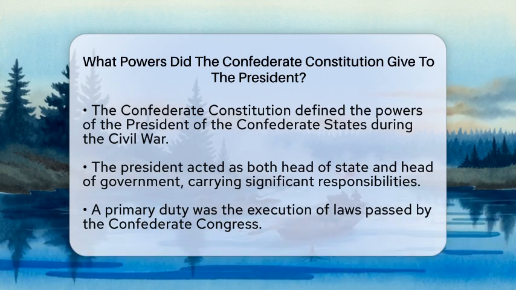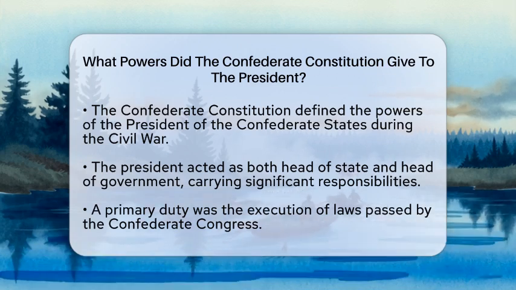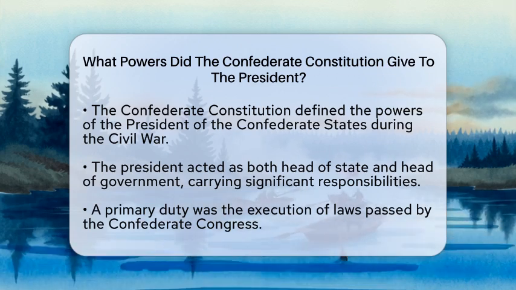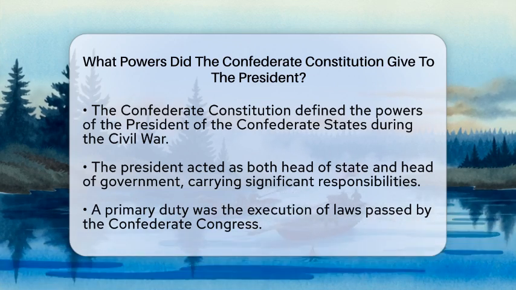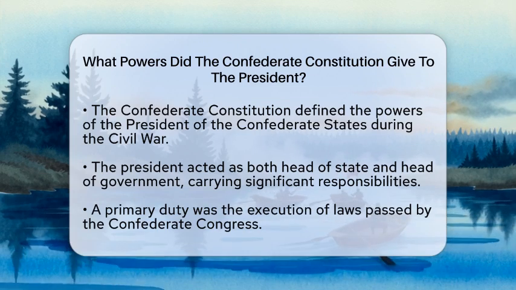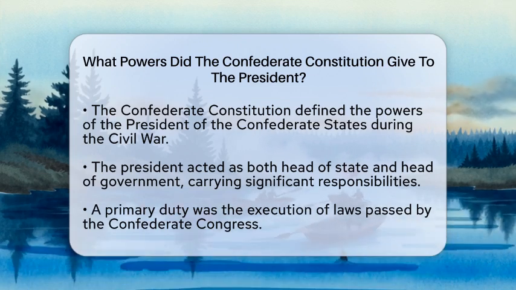This dual role meant that the President had a lot of responsibility in guiding the nation. One of the key powers was the execution of laws. The President was tasked with enforcing the laws passed by the Confederate Congress, ensuring that they were carried out effectively.